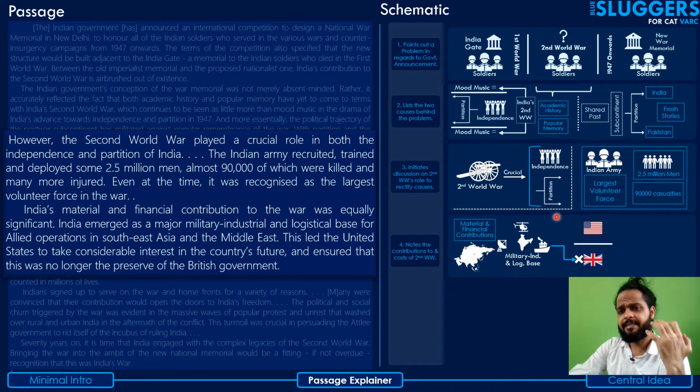So he has listed two contributions. He's trying to explain why he believes that we need to attribute more significance to India's involvement in the Second World War, right? So he notes the contributions and costs of the Second World War. So let's go to the next paragraph.